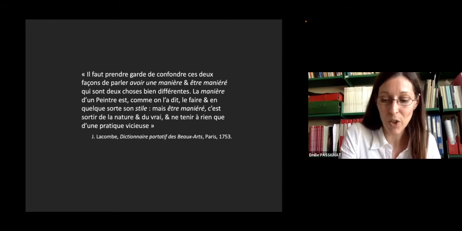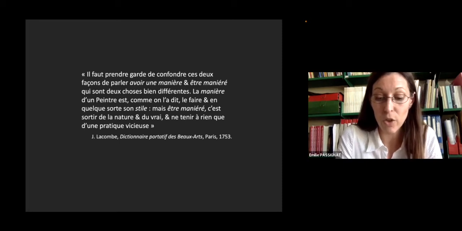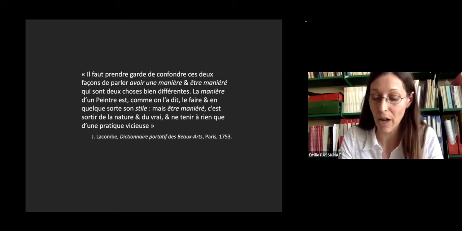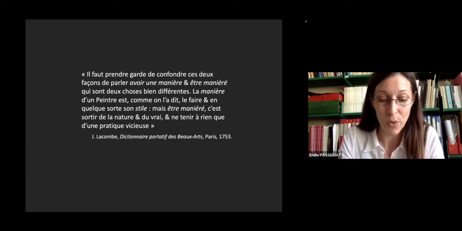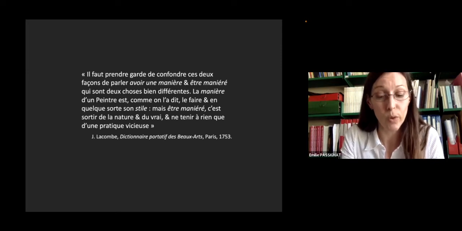Not in this quotation, but a few lines above. It is a way of doing, a touch, a taste, a choice, finally, a je ne sais quoi, which characterizes and makes known the work of a painter, and sometimes even of a whole school.